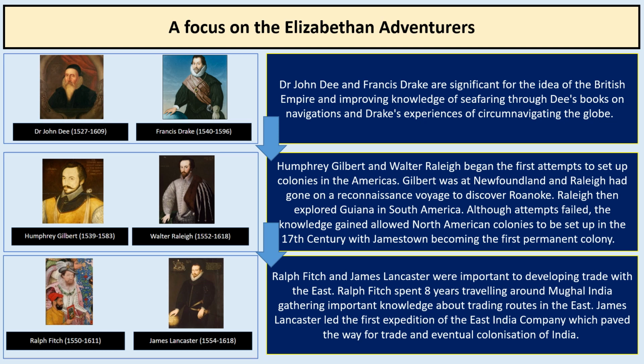to Elizabeth I. We've then got Humphrey Gilbert and Walter Raleigh, who began the first attempt to set up colonies in the Americas. Gilbert was at Newfoundland and Raleigh had gone on a reconnaissance voyage to discover Roanoke. Raleigh then explored Guyana in South America. Although attempts failed, the knowledge gained allowed North American colonies to be set up in the 17th century, with Jamestown eventually becoming the first permanent colony.